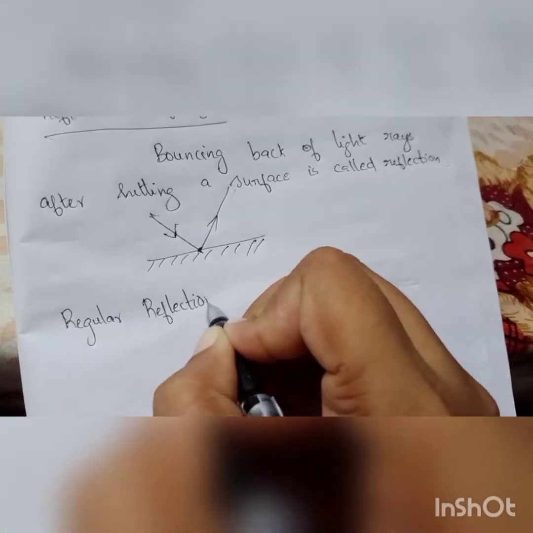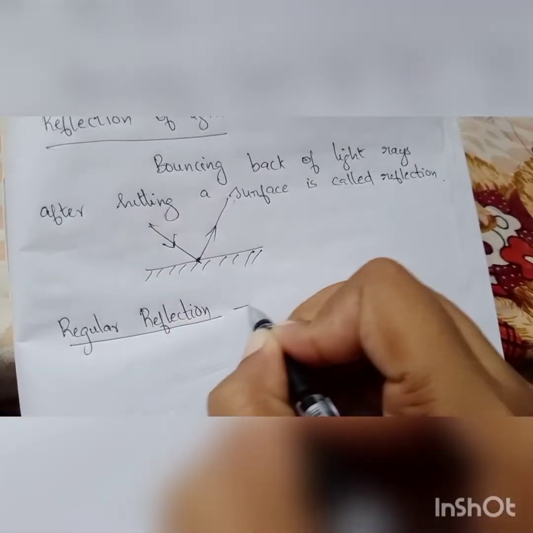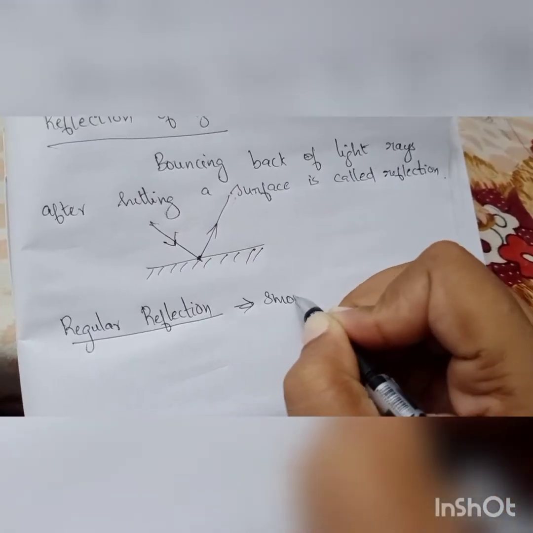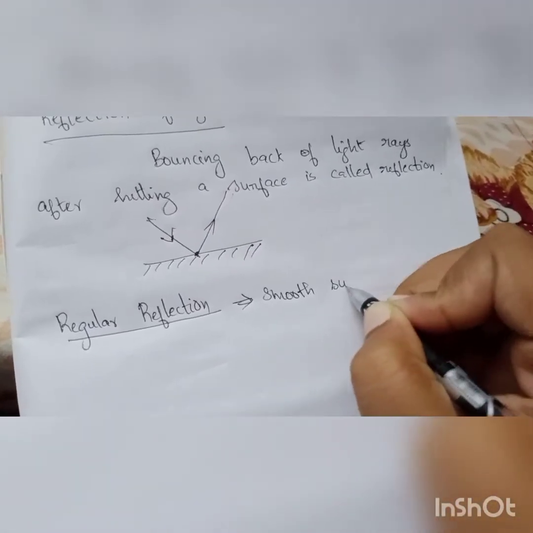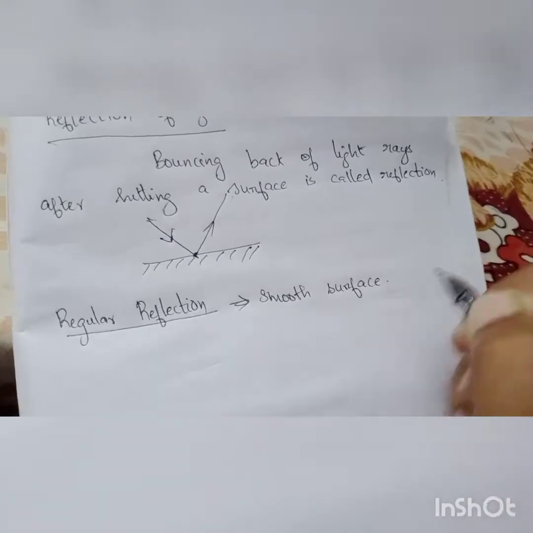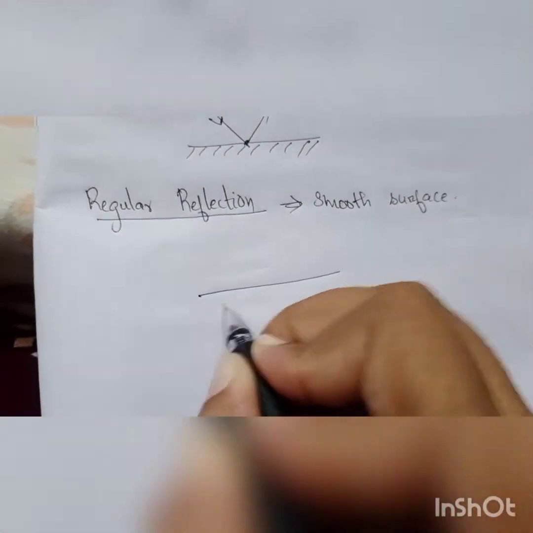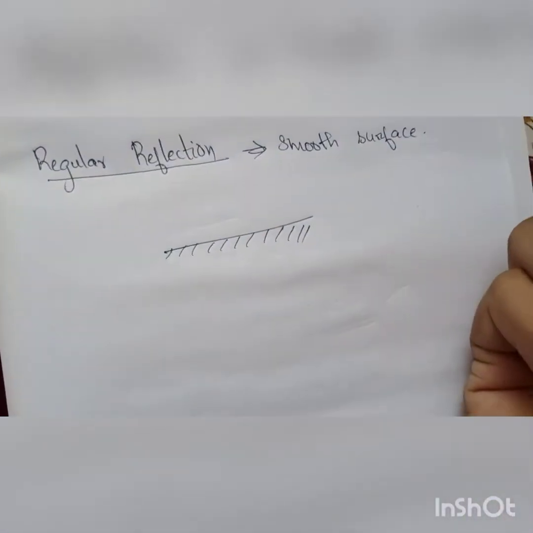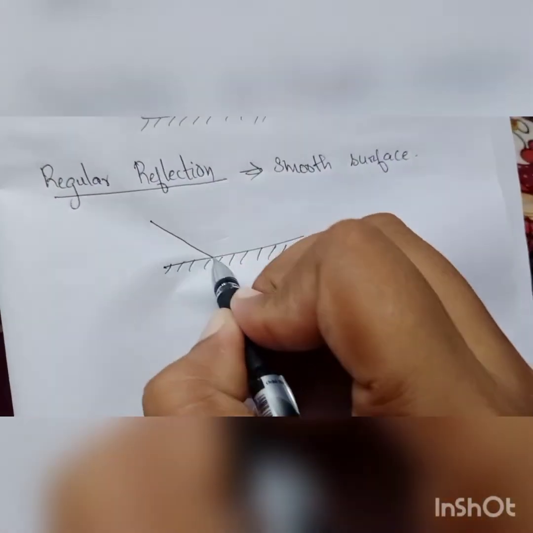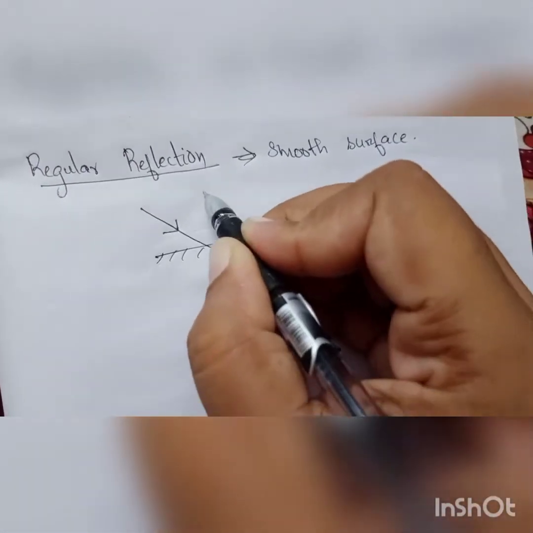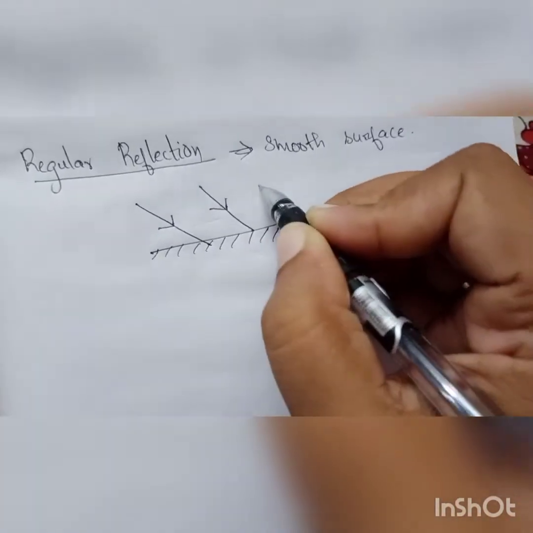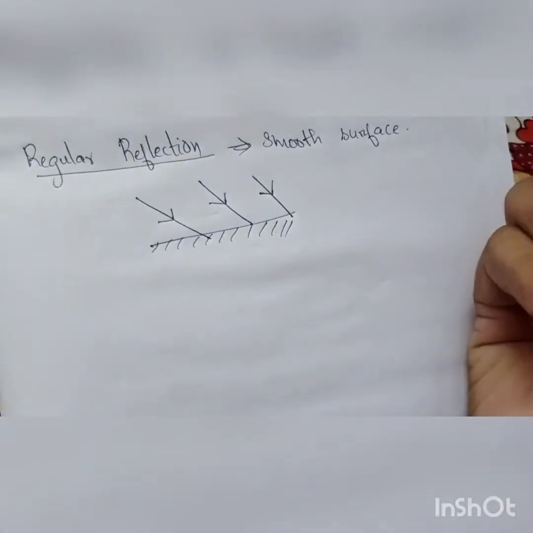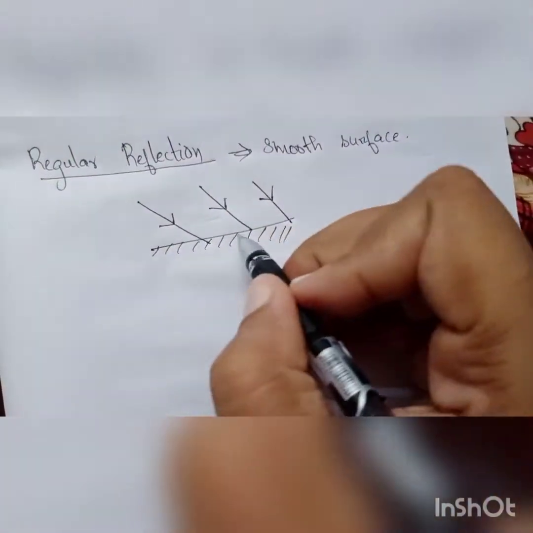Regular reflection means a reflection which happens on a smooth surface. For example, let us consider a mirror. We know that the surface of the mirror will be very smooth. And let these be the rays which are falling on the surface of the mirror. We call these rays the incident rays. I will explain that later.